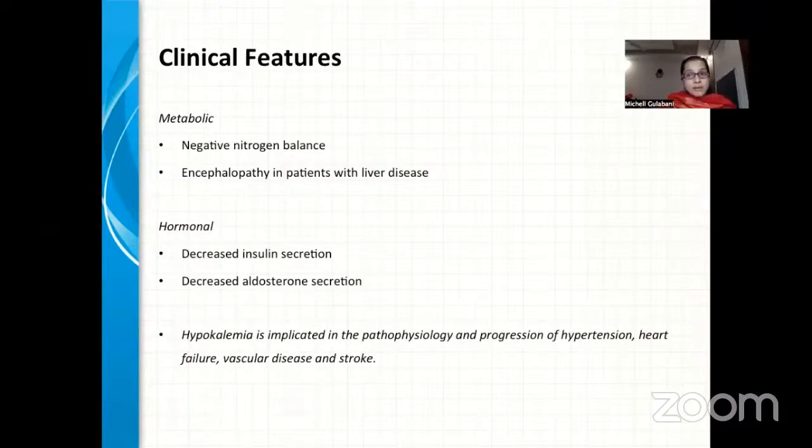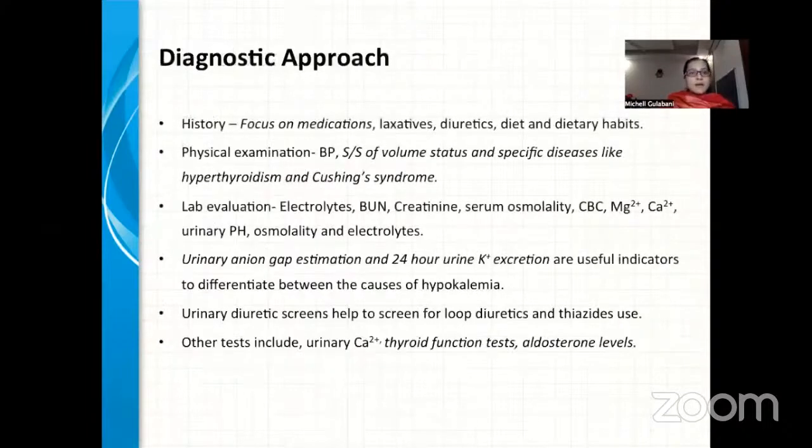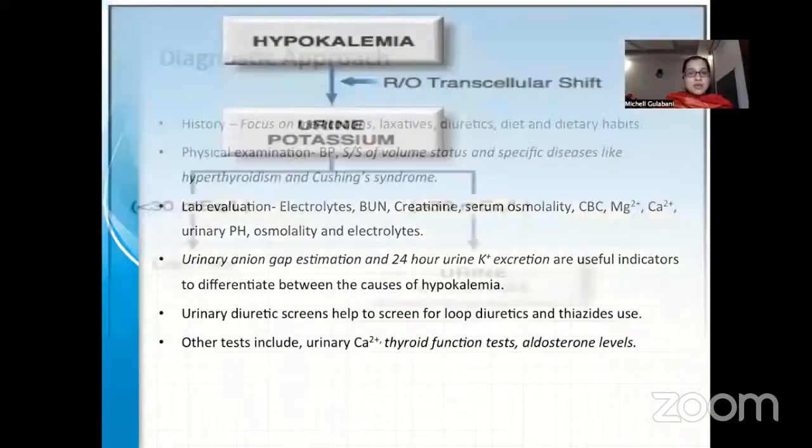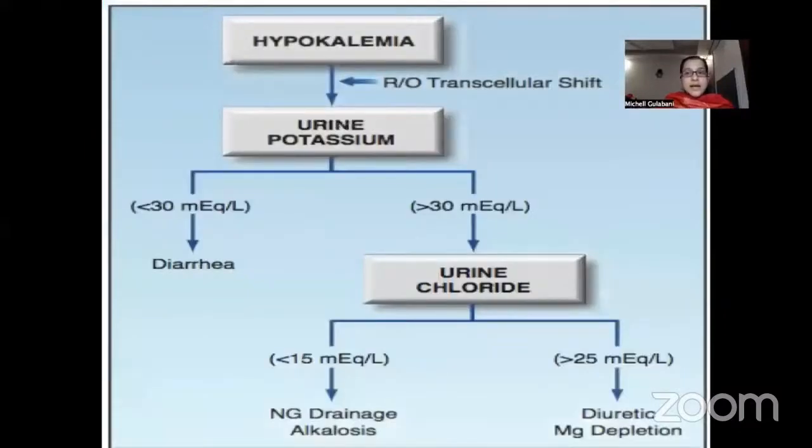So chronic hypokalemia has significant metabolic effects in the body. Again, the diagnostic approach should focus on history of medications. Lab evaluation should include all the routine tests plus urine pH and osmolality and urine electrolytes. And other tests which include urine calcium, thyroid function test, and aldosterone levels. Now, this is a diagnostic evaluation for hypokalemia, in which you do the urine potassium. If it is less than 30 milliequivalents, you think of extra-renal causes like diarrhea.